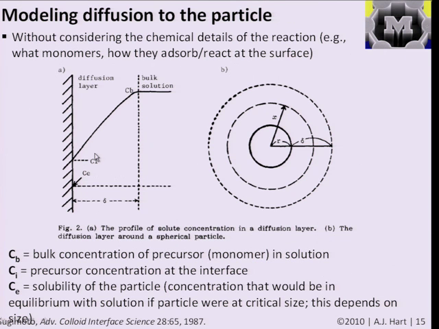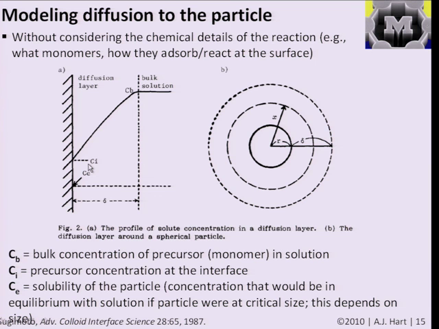And we're going to model, without considering the real details of the reaction, what the chemistry is and how the monomers adsorb and react on the surface. This is the process of a monomer coming from the bulk solution and diffusing across this layer, which we'll say has a thickness delta, governed by the distance from the center of the particle, which here is shown as x, and we will call it r. It diffuses across this distance, and then it eventually adsorbs on the surface of the particle and adds 1 unit to the particle's volume.